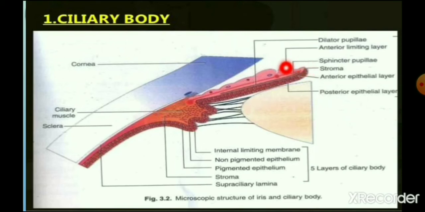Here you can see the ciliary body structures: the dilator pupillae, the anterior limiting layer and the sphincter pupillae, then the stroma, the anterior epithelial layer and the posterior epithelial layer, and then the internal limiting membrane, the non-pigmented epithelium and the pigmented epithelium, and the stroma in the ciliary body. Together these are the 6 layers of the ciliary body.